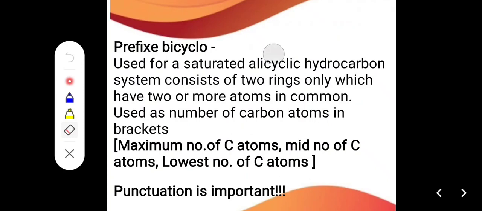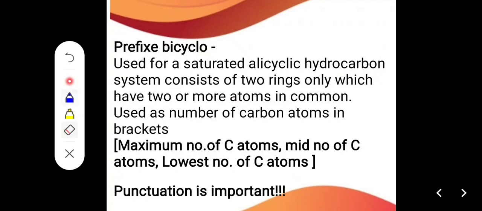This type of compound can exist, but in most cases we term it a saturated alicyclic hydrocarbon. There is no benzene ring, so this is not a benzenoid system. This is a non-benzenoid system, and aromaticity is mostly not found. In the brackets we use the number of carbon atoms present in each ring.